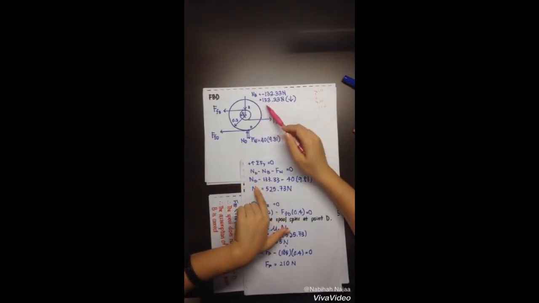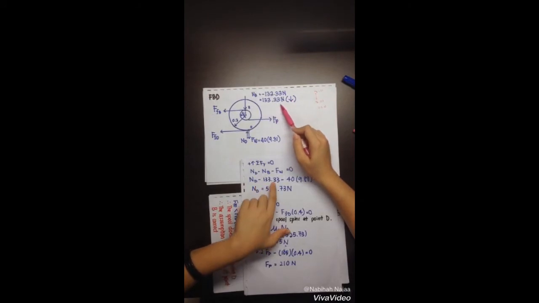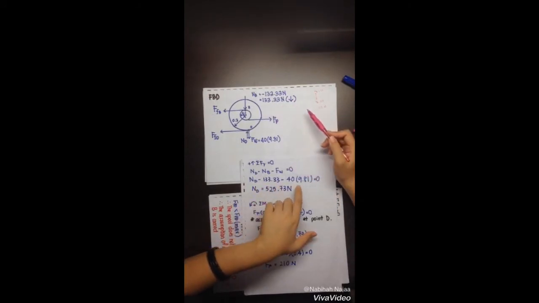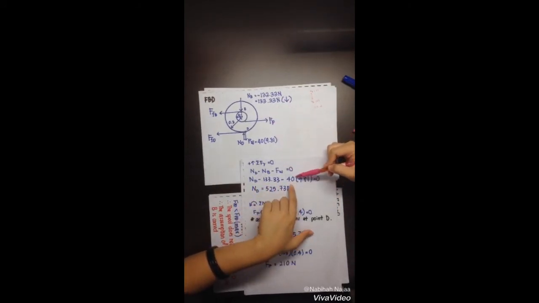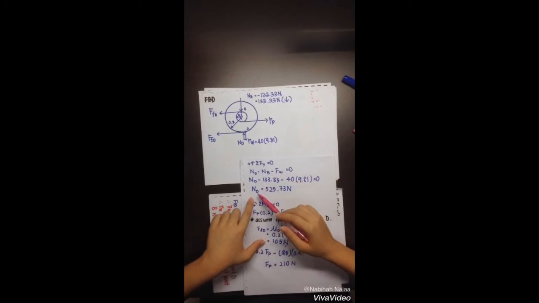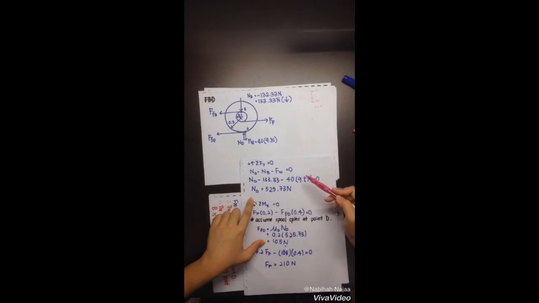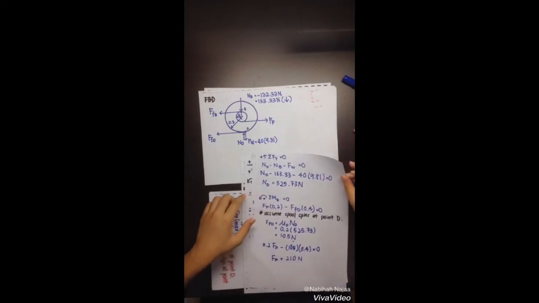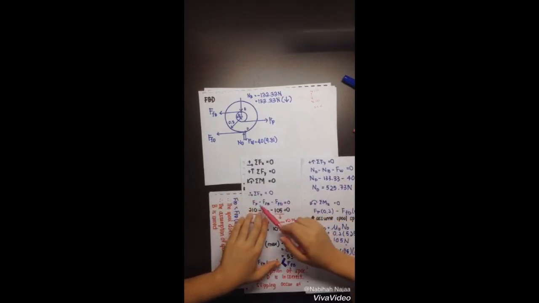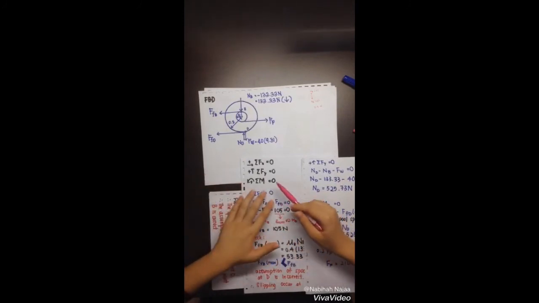So sub in your value for NB 133.33, sub in your value mg 40 times 9.81, and you do your maths and you'll get normal force at point D equals to 525.73. So let's see back the summation of Fx. Still we have 3 unknowns, we cannot solve, so we proceed to summation of moment.